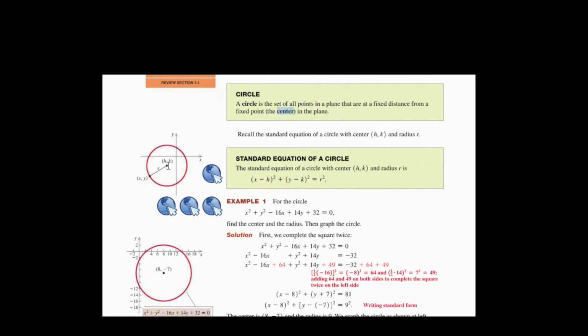So there's your (h, k), it's the center, and then there's a certain distance, and the circle is the set of all the points that are at a fixed distance. And so the parabola, it wasn't a fixed distance, it just had to be the same distance to the focus and the same distance to the directrix. Here, the distance never changes. It's always r, whatever that is, and this point is r away, and this point is r away, and this point is r away, and so on.